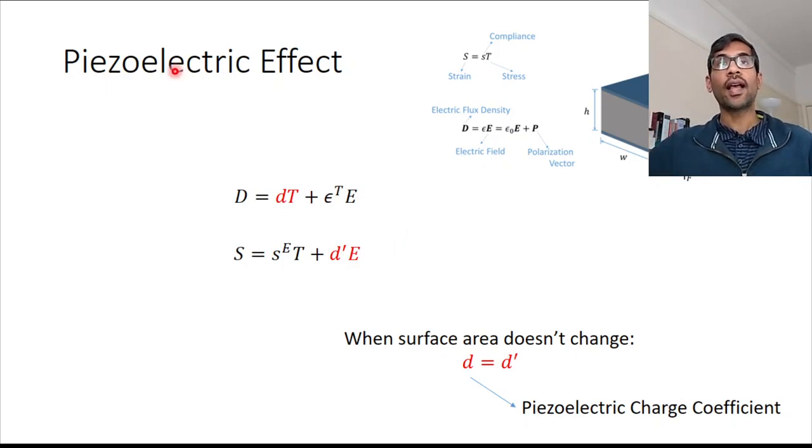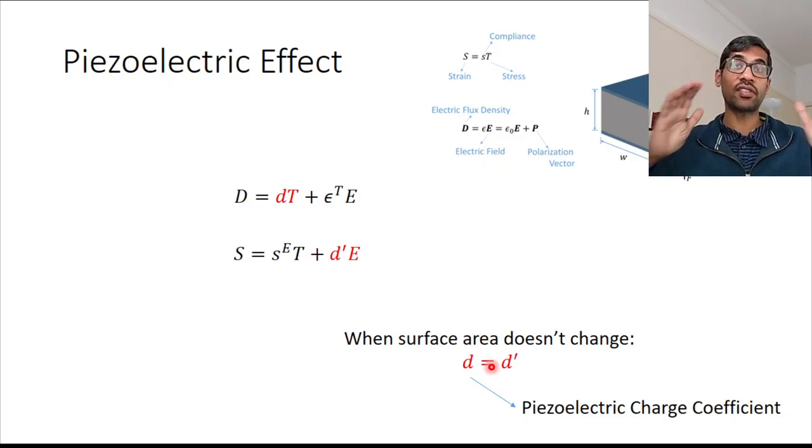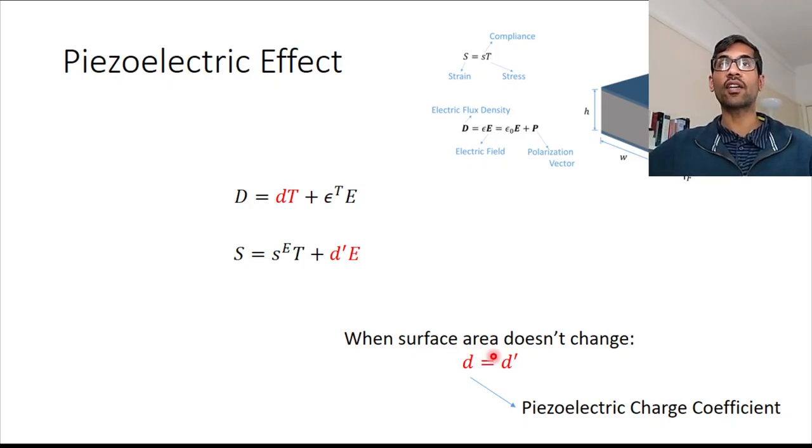Okay, and of course the stress because of the electric field is related by a constant d, and the electric field because of the stress is related by another constant, and these two constants d and d prime are equal if the surface area of the material is not changing, and they are called the piezoelectric charge coefficient.